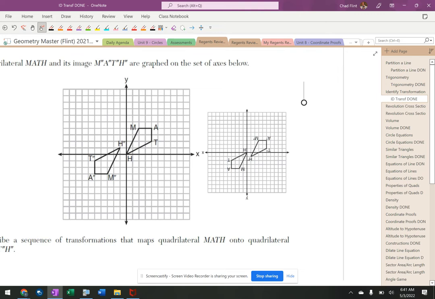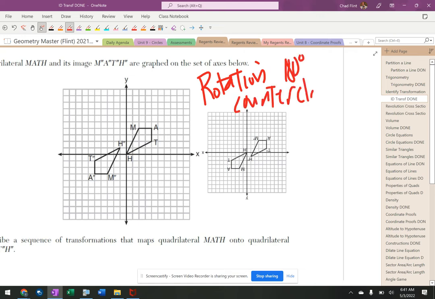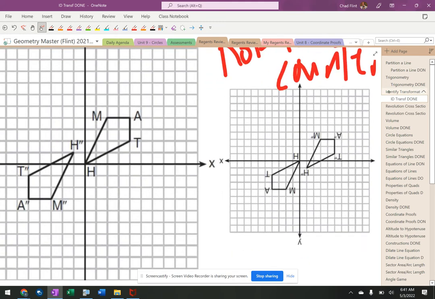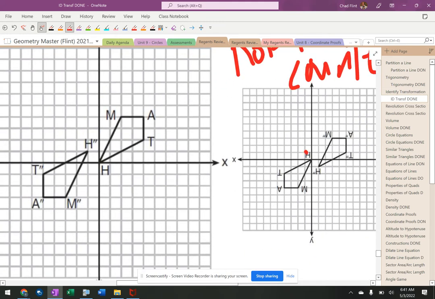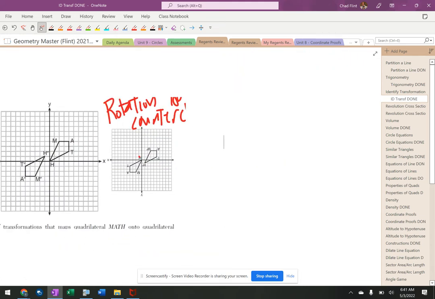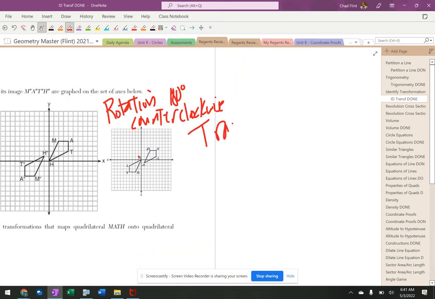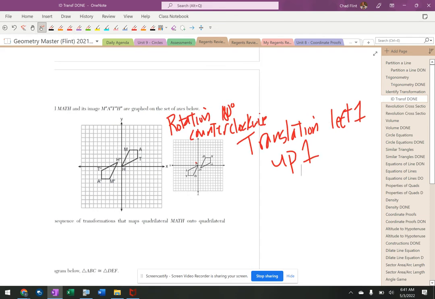All right, so I could do rotation 180 degrees. I always put the direction because the time you don't is the time you need it. Okay, I went counterclockwise, and then I need to shift left one, up one to get to the right spot. So then translation left one, up one.